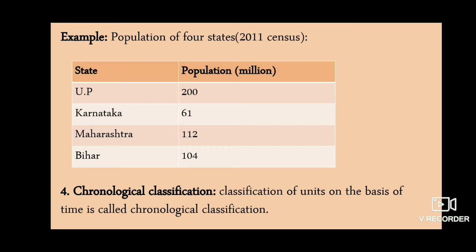And the last type of classification is chronological classification. That is, the classification that is based on time is known as chronological classification.